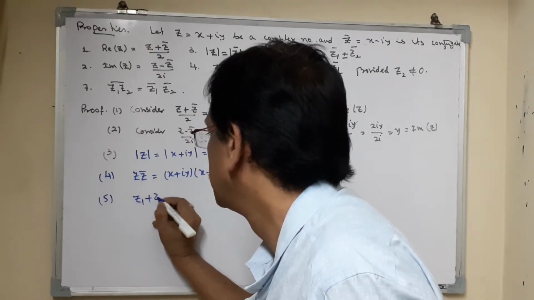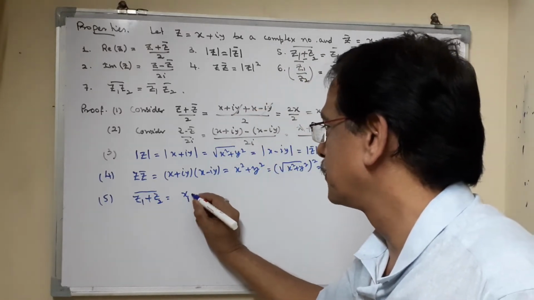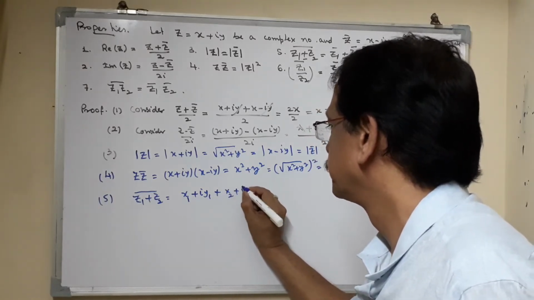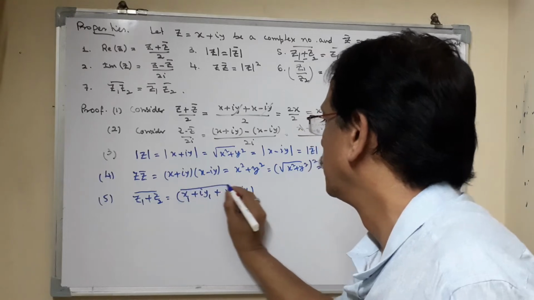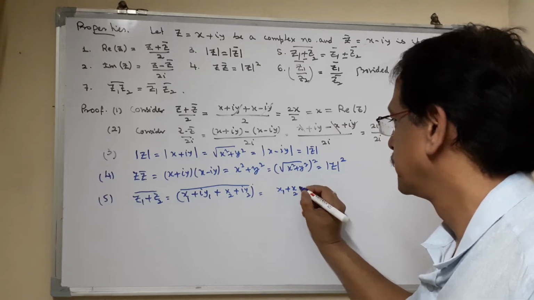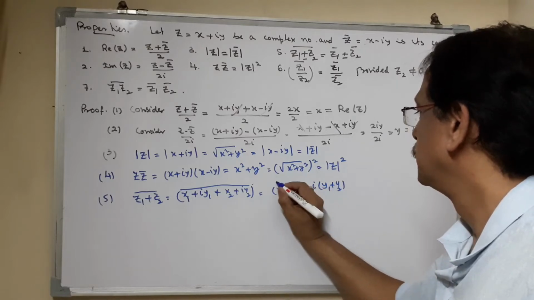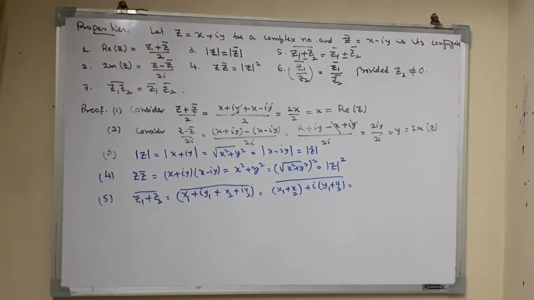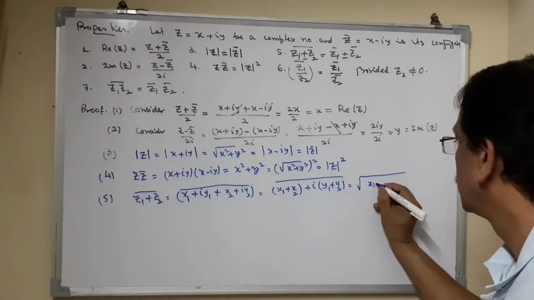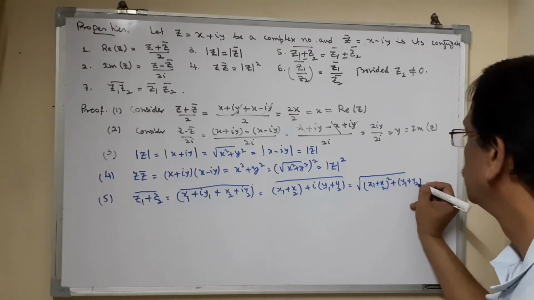z1 plus z2 whole bar is equal to, if z1 is x1 plus iy1 and z2 is x2 plus iy2, whole bar is equal to x1 plus x2 plus i times y1 plus y2 whole bar. This is nothing but the root of x1 plus x2 whole square plus y1 plus y2 whole square.